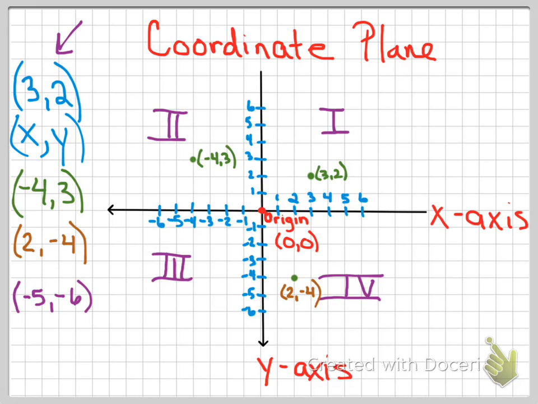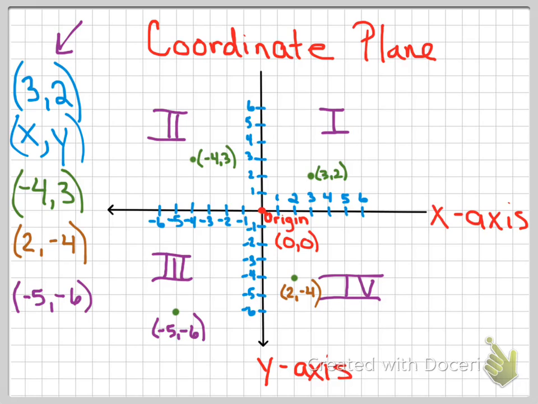Now I have -5, -6. So which way do I go on the x-axis? Left. And then which way do I go on y? Down. So left 5, down 6. Plot the point and label it. So now I've plotted my points.